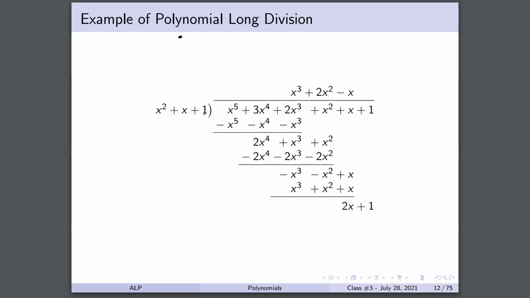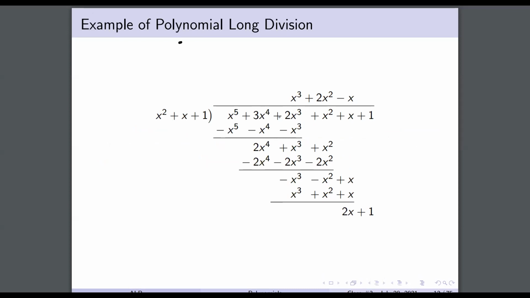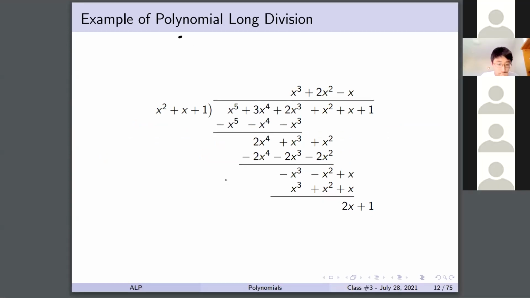An example of this is shown right here. We have x to the fifth plus 3x to the fourth plus 2x cubed plus x squared plus x plus 1, and this is divided by x squared plus x plus 1. Now we go down the list.